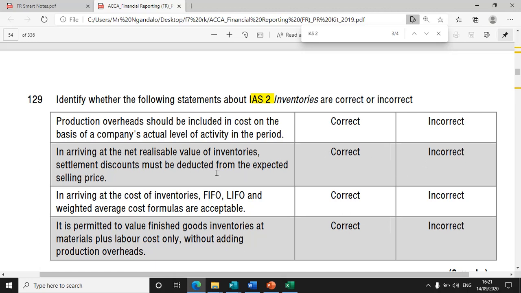Normally that becomes discount allowed. So again, incorrect. Then in arriving at the cost of inventory, FIFO, LIFO, and weighted average can be used. I think the standard prohibits the usage of LIFO. Why? Because you don't want to deal with a situation that would make less sense. For instance, when you deal with perishable products, the usage of last in first out would not be appropriate.